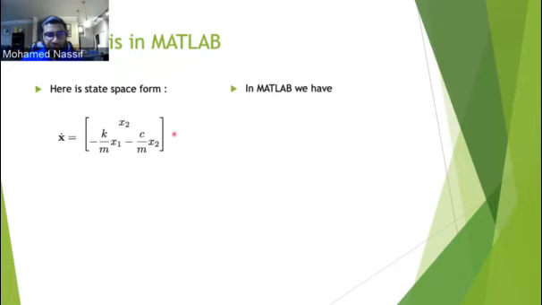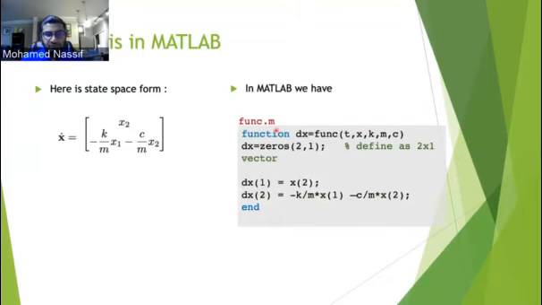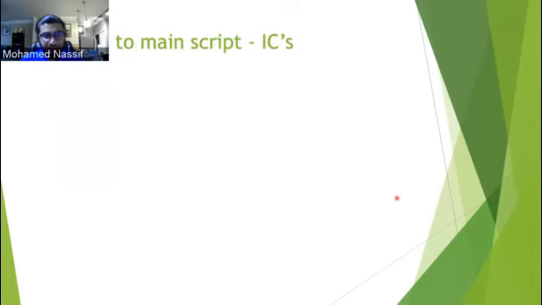So this is what we have from the state space function. Now we have t and x, and then k, m, c. We once again define dx equals zeros(2,1). Then dx of 1 is x of 2 again, and dx of 2 is minus k over m x1 minus c over m x2. And that's it. Then what changes in the main script?